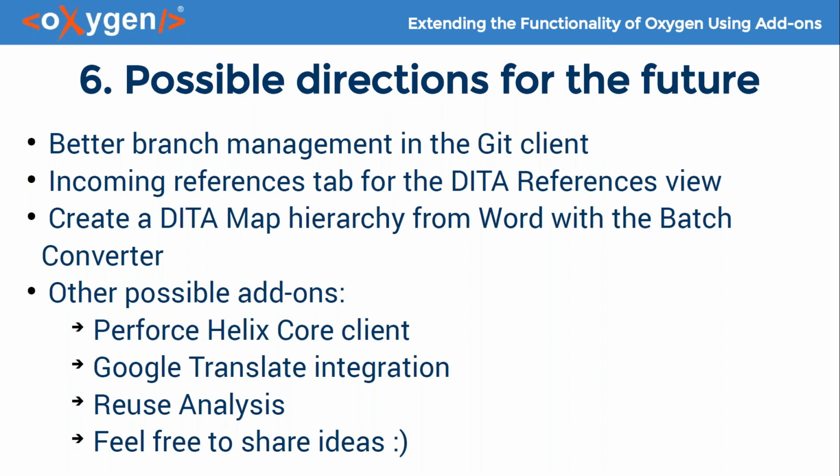Or we could go on and create a reuse analysis add-on. This would, for example, scan your, let's say, DITA project and find portions of text, sentences, paragraphs that are duplicated in your project, and it would report them to you in order for you to extract them as reusable components and store them in a reusable components warehouse, and then just reference those components in the places you need instead of duplicating the text.